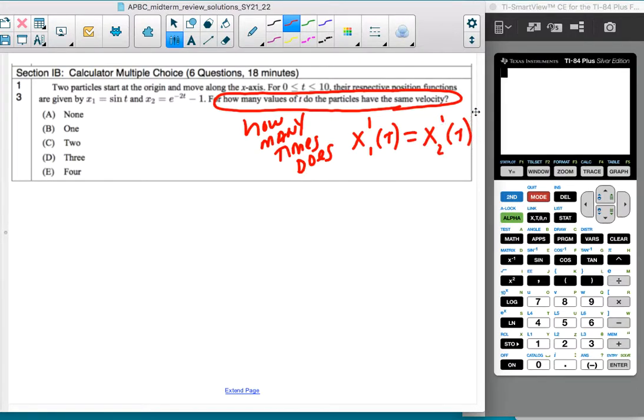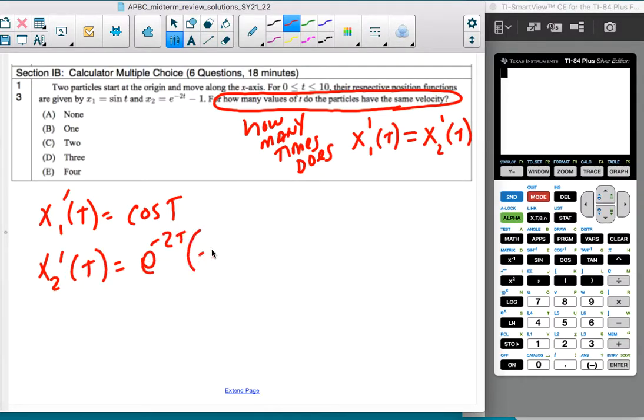So basically, you're going to have to find those derivatives, right? And then you're going to put them in your calculator and second calc intersect. So x1 prime of t is going to be cosine of t. x2 prime of t is going to be e to the negative 2t times a negative 2, or you're probably going to write it as negative 2e to the negative 2t. You then want to put this in as y1 and y2, and then just count the intersections, which is fine.